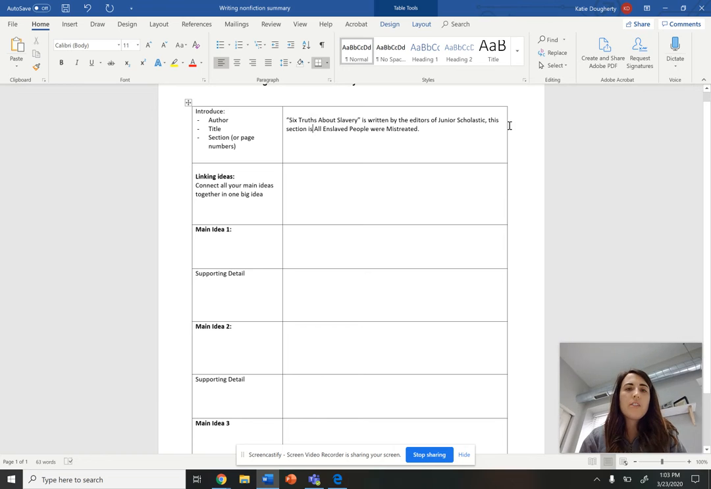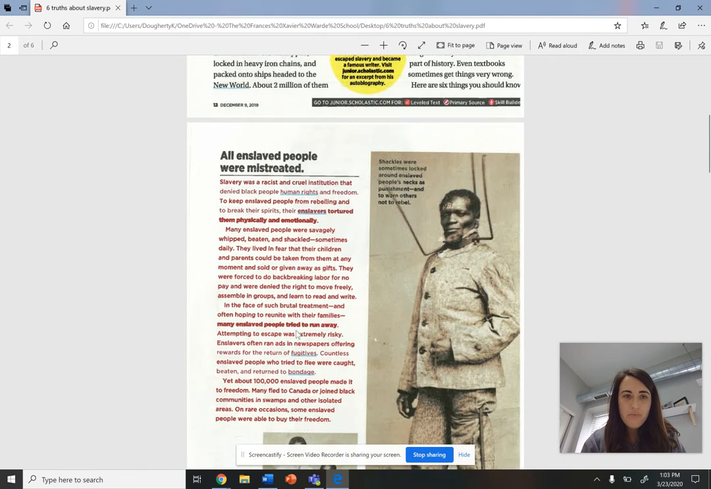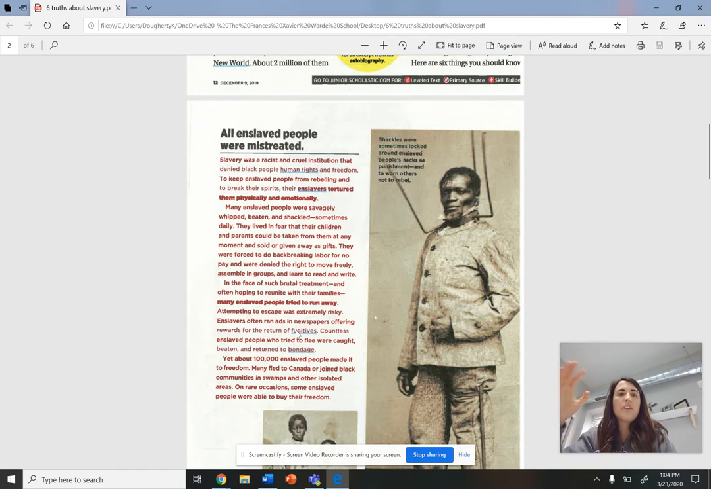So once I have my one sentence of introduction, including all of these things, I'm then going to skip this box because that's the end summary and move on to my first main idea and supporting detail. So as I work on this, I'm going to start reading until I feel like the first main idea, the first topic has come to mind.